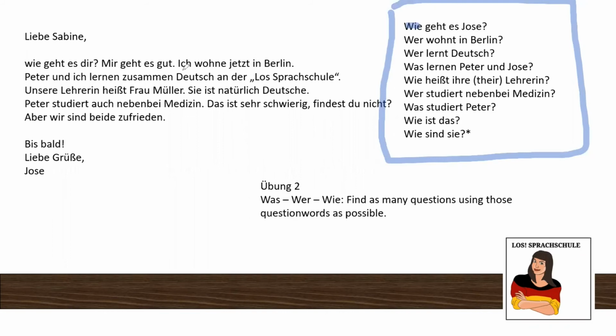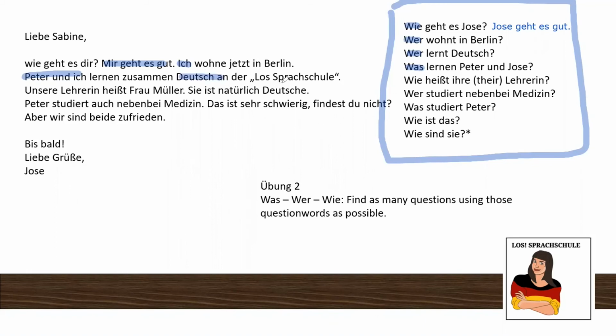Wie geht es José? How is José doing? This is the how question that we have to learn by heart. And the answer, mir geht es gut. So José is doing fine. If we want to answer, José geht es gut. Next one, wer wohnt in Berlin? José wohnt in Berlin. Wer lernt Deutsch? Peter und José, or Peter und ich, depends what perspective you're using, lernen Deutsch. Was lernen Peter und José? Peter und José lernen Deutsch.